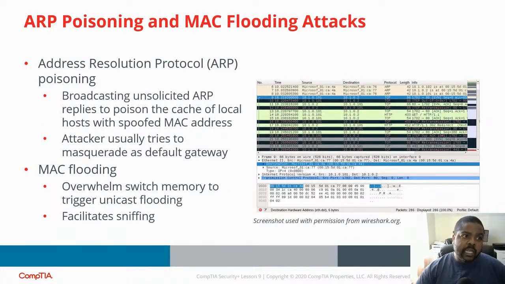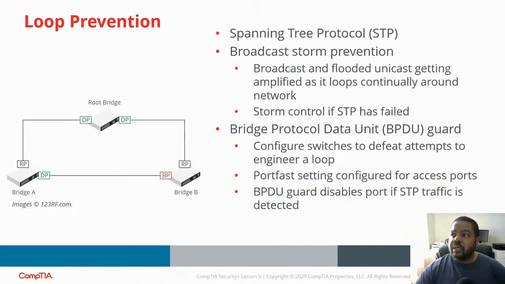We also have ARP poisoning and MAC flooding attacks. ARP poisoning is just the broadcasting of unsolicited ARP replies, trying to spoof MAC addresses. And then we have MAC flooding, where we're overflooding the switch, trying to trigger unicast flooding. So we want to make sure that we understand these types of attacks do go on, and that's why it's so important to understand the man in the middle, being able to be on our network and sniff our network and then apply these types of attacks to our network.